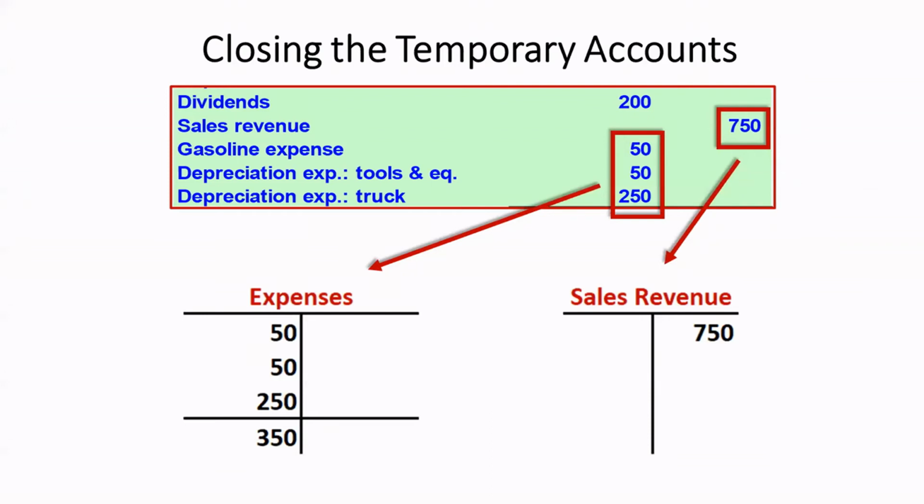Before we move on to closing revenue and expense accounts, let's look at the T accounts for revenue and expenses. In terms of T accounts, all expenses are on the left or debit side of the expenses T account, and the sales revenue is on the right or credit side of the revenue T account.